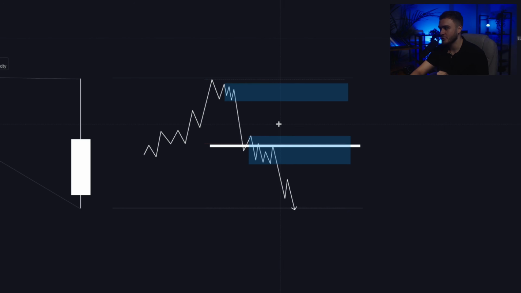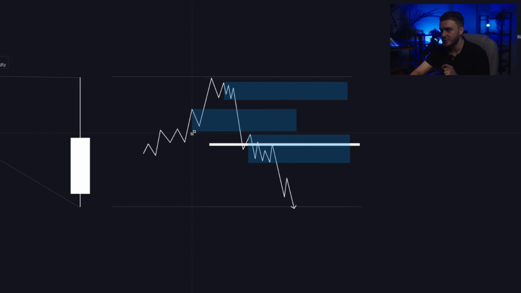And essentially what you're going to be judging is which one is higher quality. Well, obviously it's going to be the one that's more discounted or more premium. In this case, it's going to be this scenario over here. Now, I just want to add an extra layer of detail as well. Whenever you see massive imbalances, something like this over here, always have a look towards the left to see if you start to see any breaker blocks.